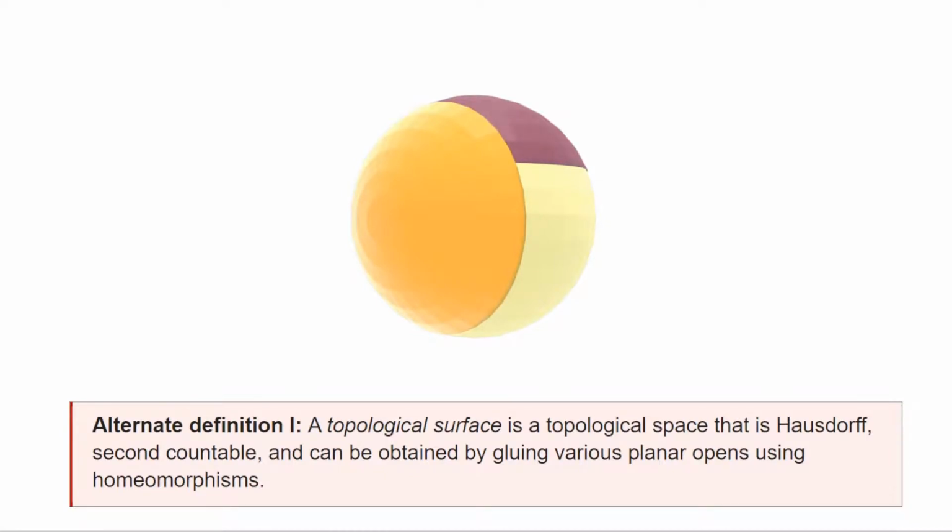This means that we can take a more constructive approach to surfaces. Namely, if we want to produce a surface, we can take a bunch of planar opens and a bunch of homeomorphisms between the desired overlaps and use these to glue. Let us show a particular example.